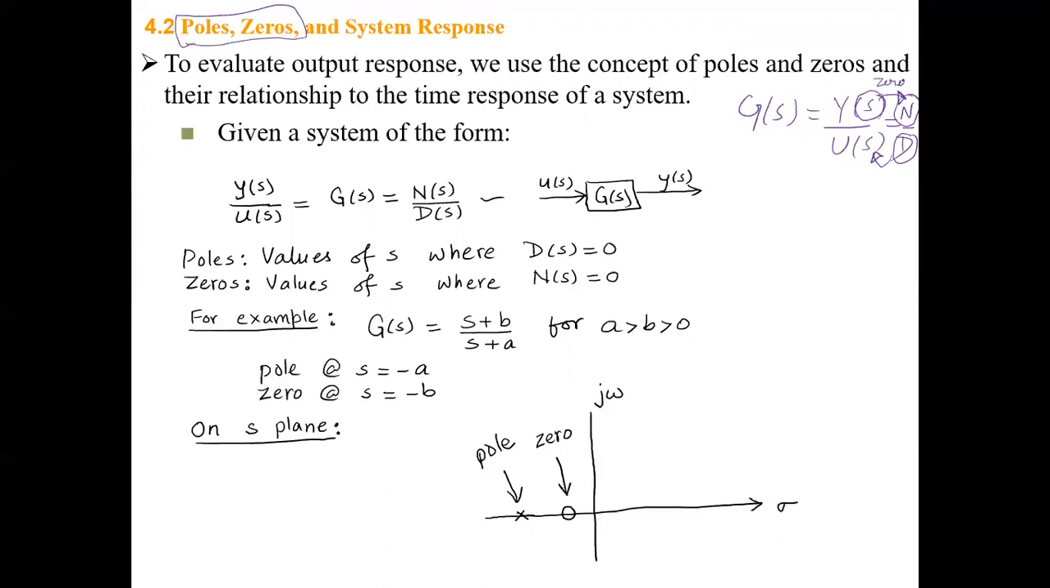Zeros, poles. When you set the denominator equal to 0, the values of s you get are called poles. When you equate the numerator equal to 0, the values of s you get are called zeros. Zeros are represented in the graph like 0, simply a circle. For the poles, you have to put a cross mark like this. That's how you represent it in the graph. Let me show you how.